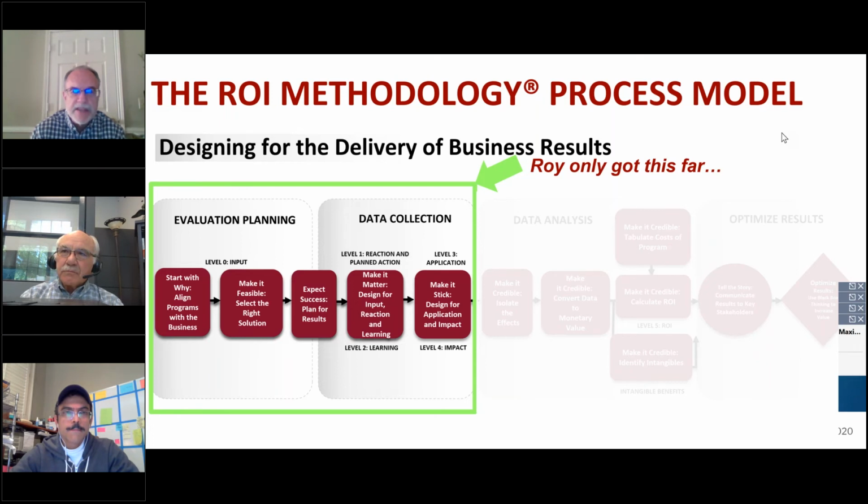Yeah, as I said, unfortunately, Roy only got to this point through no fault of his own or ours. Blame a virus for this. But we did go through these steps, starting with the why, aligning the programs with the business, selecting the right solution, planning for the results. And before we even started, I think if you learn one thing from Jack's process, it's to outline the entire plan before you get started.